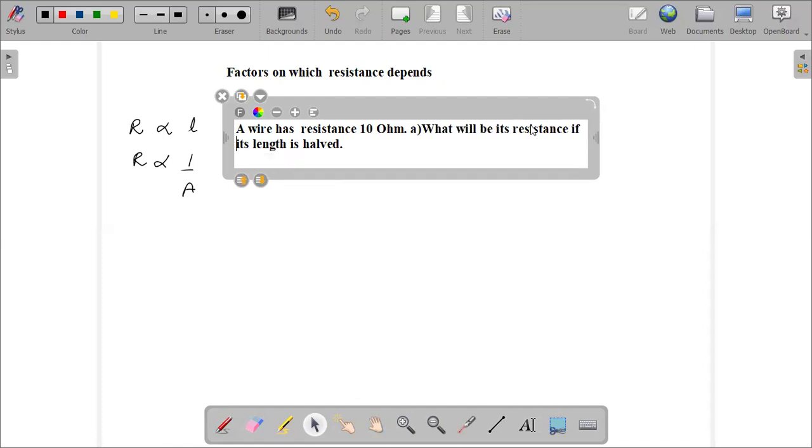Sir, it will be L by 2A. So how much will it become? All the values are given here. It will become 5 ohms, sir.